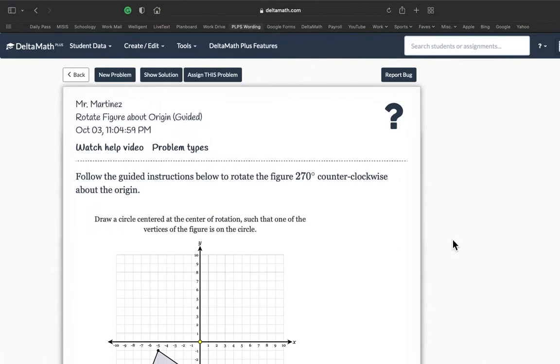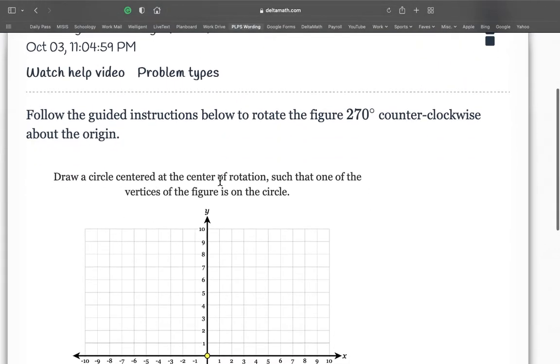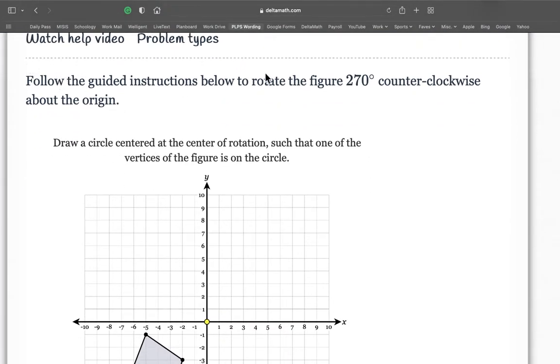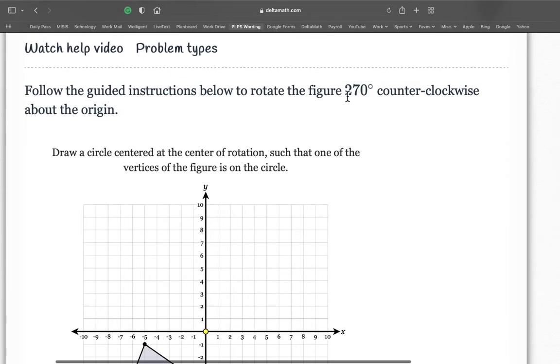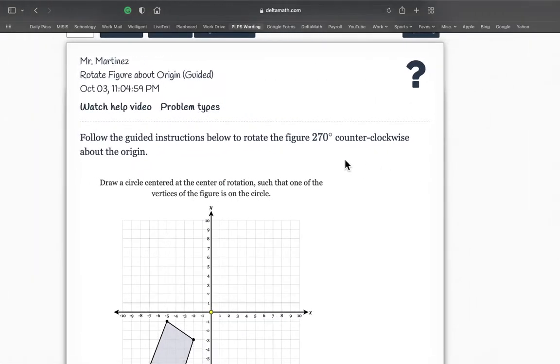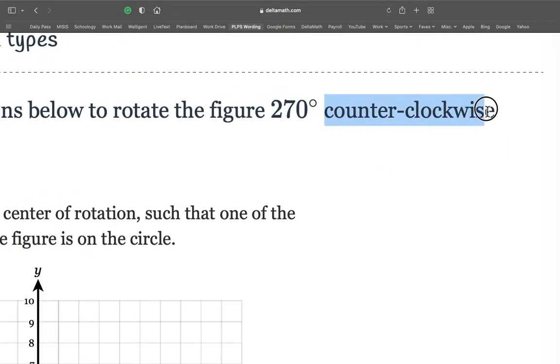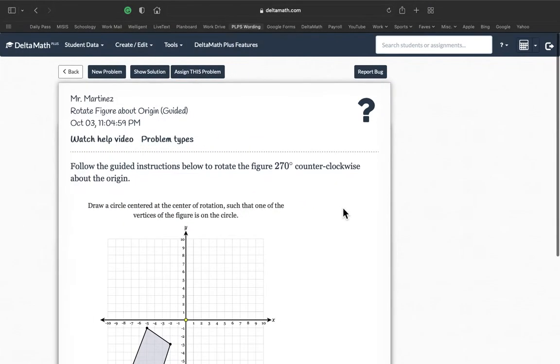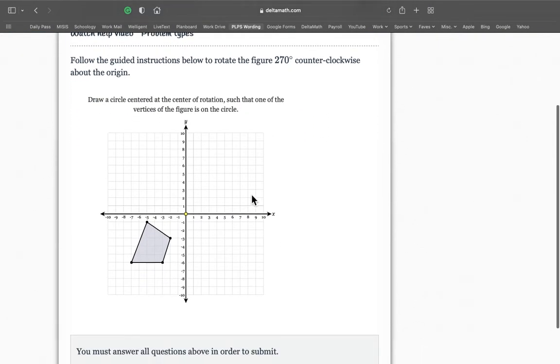As we can see here, the first problem says, follow the guided instructions to rotate the figure 270 degrees counterclockwise, right? So 270 degrees, we remember that it is 3 turns: 90, 180, 270. And counterclockwise says we go the opposite of a clock, right? So the first thing we're going to do is draw a circle centered at the center of rotation such that one of the vertices of the figure is on the circle.